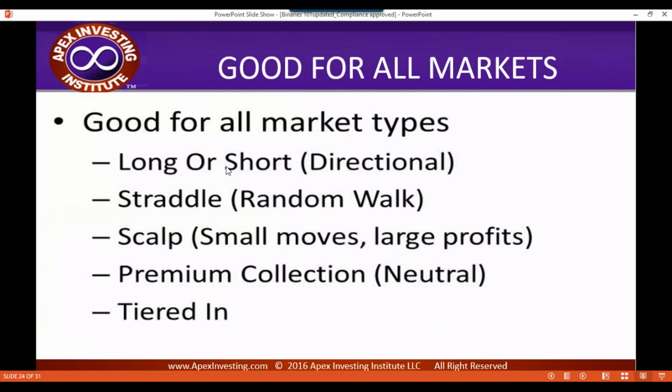Okay, and they're good for all type of markets, whether you're going long or short, whether you want to buy or sell, whether you're doing straddles, scalps, you want to do premium collection. Some of you may not understand what all that is. Those are all kind of different strategies that we've covered in other webinars in depth, okay?